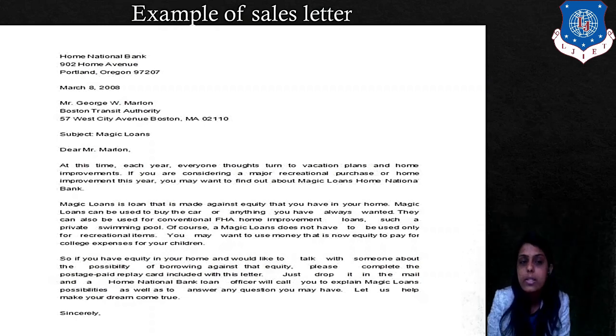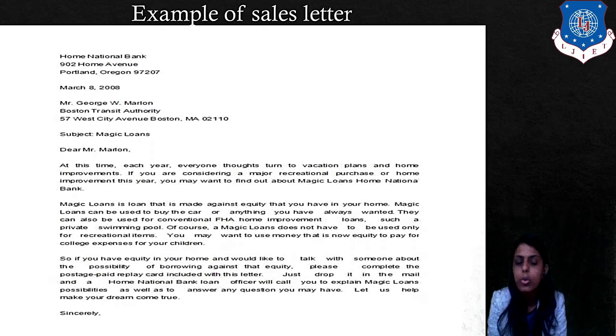So here you can see a sales letter. Home National Bank, 902 Home Avenue, Portland, Oregon 97207, March 8, 2008. That is the date. Then the receiver's address, Mr. George, Boston Transit Authority. The address is given. Subject is there: Magic Loans. So the sales letter is about loans. Dear Mr. Martin.